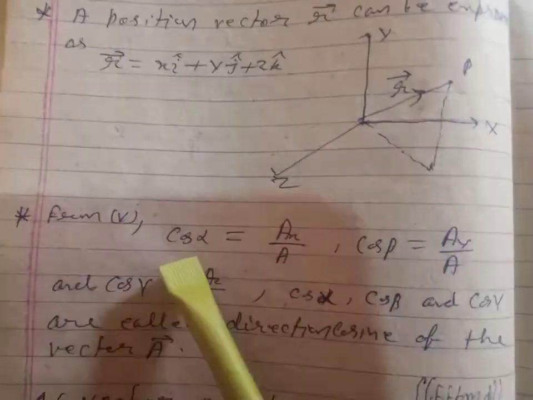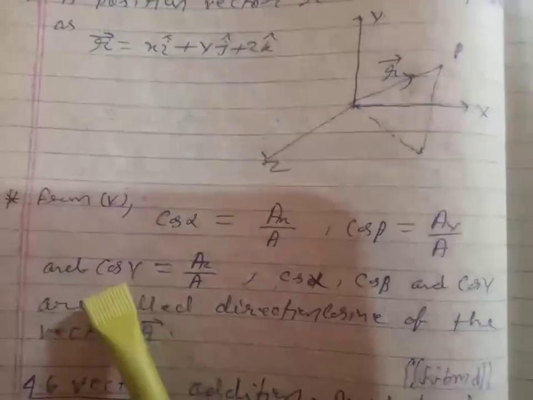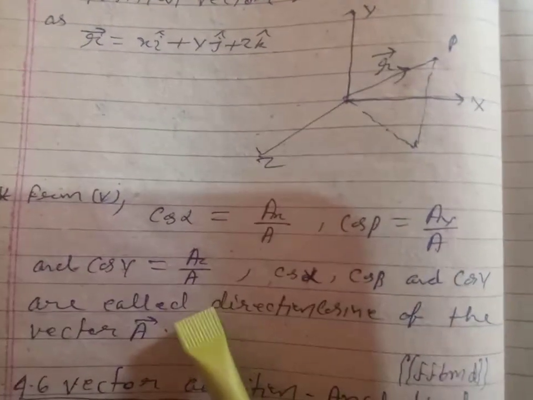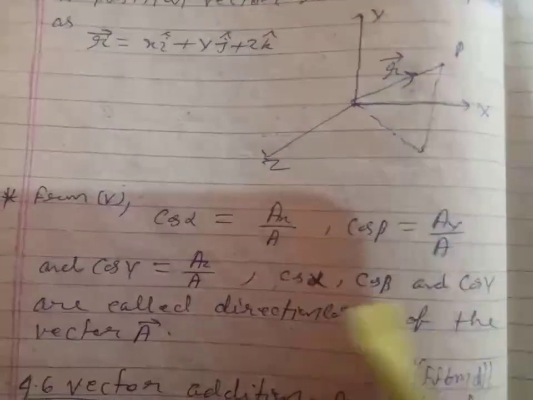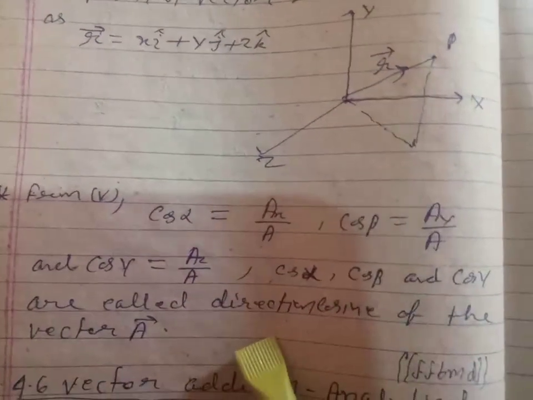Now from 5, cos alpha equals ax by A, cos beta equals ay by A, and cos gamma equals az by A. Cos alpha, cos beta and cos gamma are called the direction cosines of the vector A.